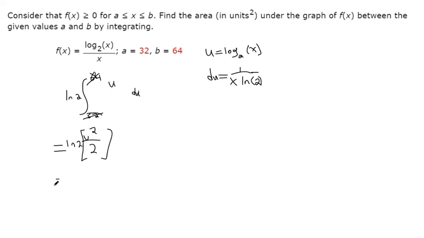So we have to put it back in terms of x before we can put those limits of integration back in, because 32 and 64 were in terms of x. So u was log base 2 of x. Now we can evaluate those limits of integration from 32 to 64.